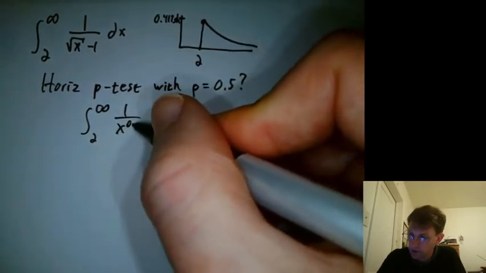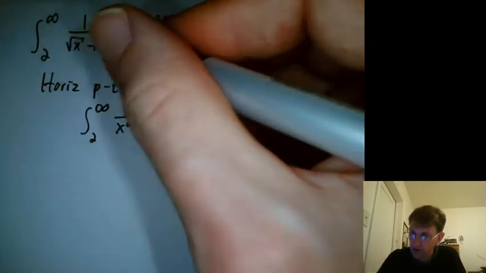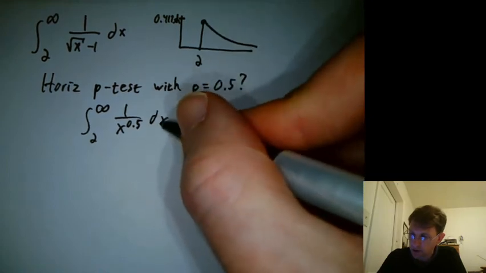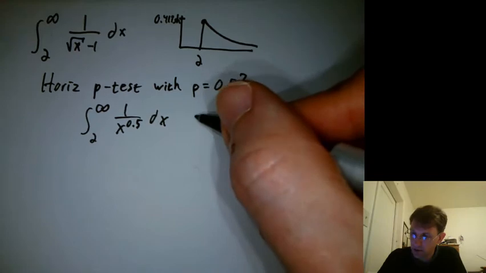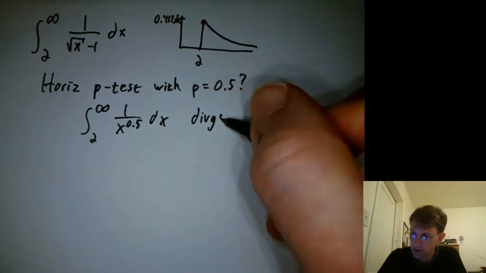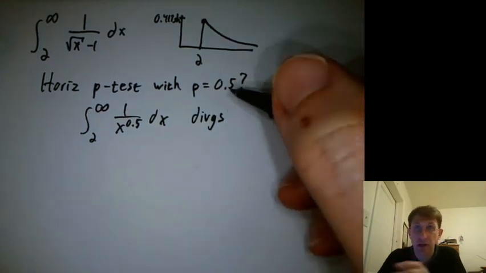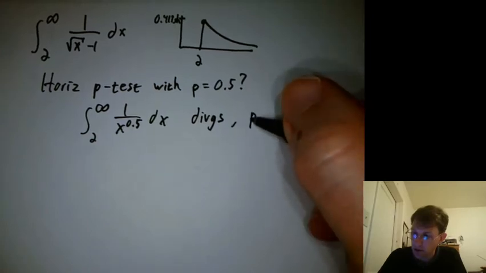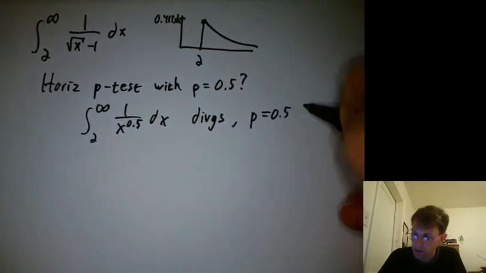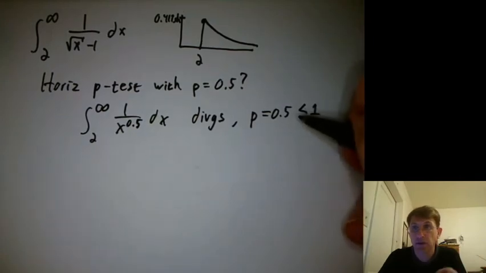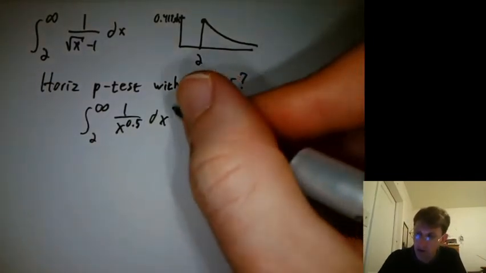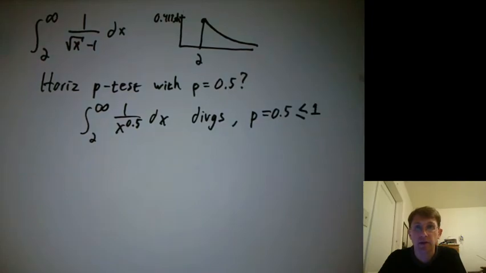So x to the 0.5 is like root x. Does that integral converge or diverge? That integral diverges. We saw that near the beginning of the chapter, but here we can say it's because p equals 0.5, which is less than 1, and the horizontal p-test says if p is less than or equal to 1, then that horizontal integral diverges.